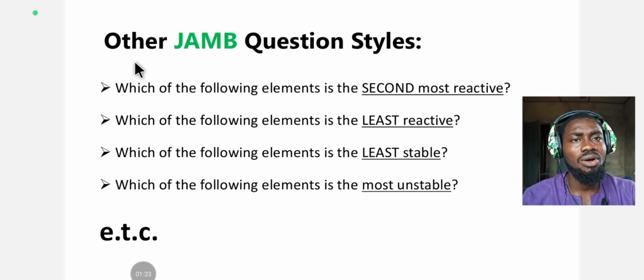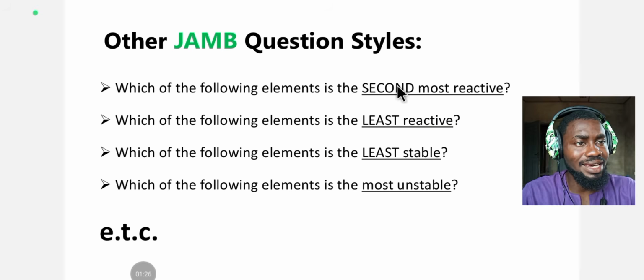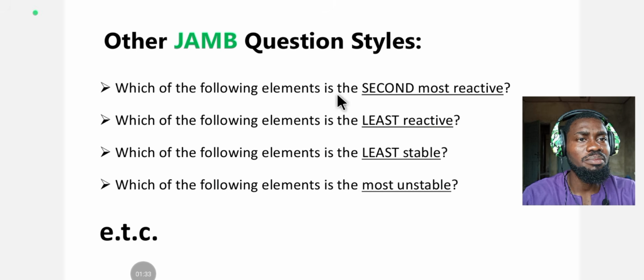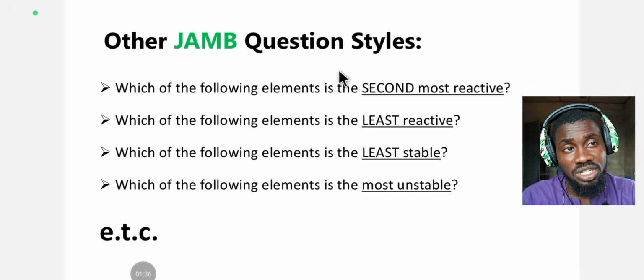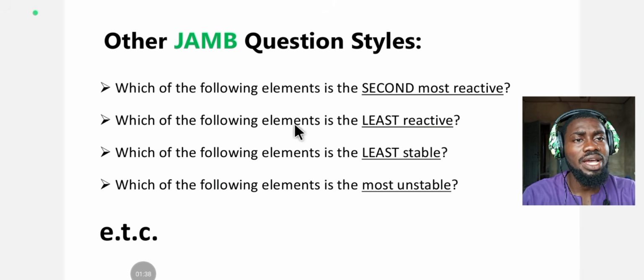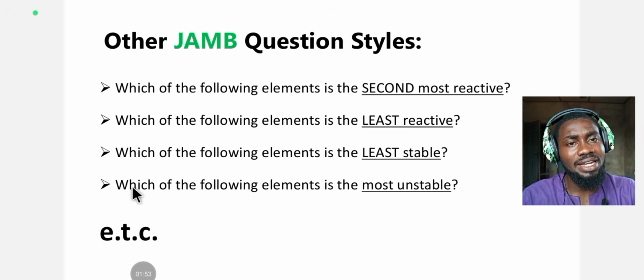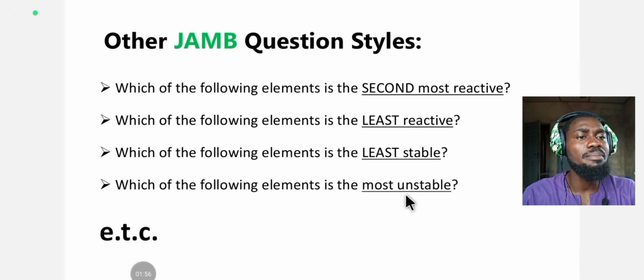Let's find out. Of Jamb's question style in this same topic, in the same subject, the first reads, which of the following elements is the second most reactive? They can ask you second most reactive. Which of the following elements is the least reactive? They can also ask you least reactive. The next, which of the following elements is the least stable? They can also ask this as least stable. The final here is, which of the following elements is the most unstable? And so on and so forth.